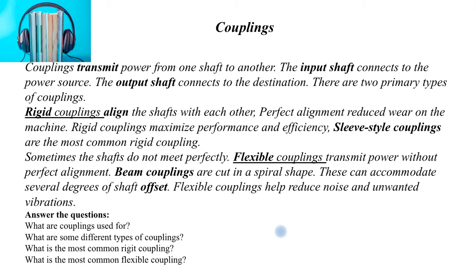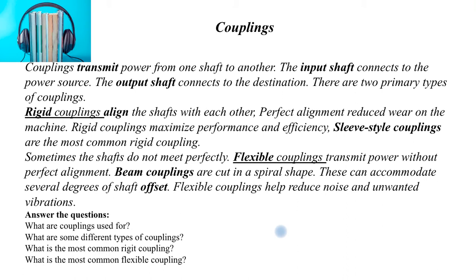6.5 Couplings. Why do we use couplings? Couplings transmit power from one shaft to another. The input shaft connects to the power source. The output shaft connects to the destination. There are two primary types of couplings. Rigid couplings align the shafts with each other. Perfect alignment reduces wear on the machine. Rigid couplings maximize performance and efficiency. Sleeve-style couplings are the most common rigid coupling.